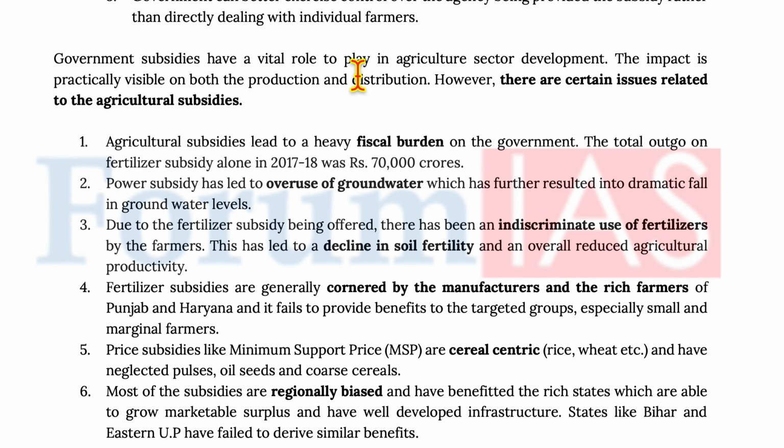Government subsidy have a vital role to play in agricultural sector development. The impact is practically visible on the production and distribution. However, there are certain issues related to the agricultural subsidies. Now, agricultural subsidies lead to heavy fiscal burden on the government. The total outgo on fertilizer subsidy alone in 2017-18 was 70,000 crore rupees. Now, power subsidy has led to overuse of groundwater, which has further resulted in dramatic fall in groundwater levels.